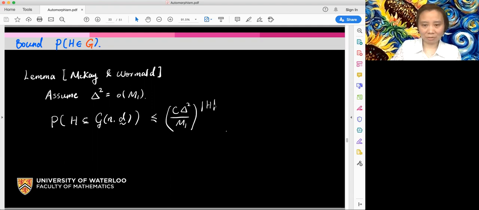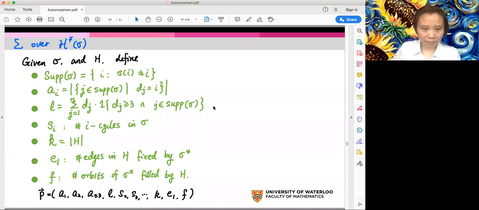So it's like a product. It's almost like in G(n,p), right? If you think about here is p, it's like p to the number of edges in H. So in that sense, it's quite convenient to use. Okay, so now the big task is actually doing this big summation.